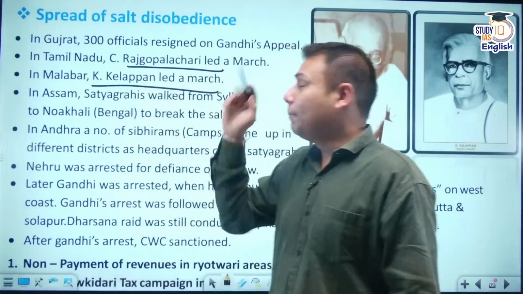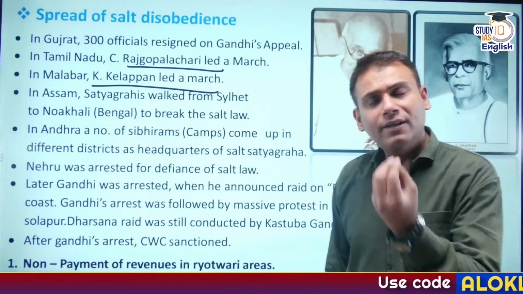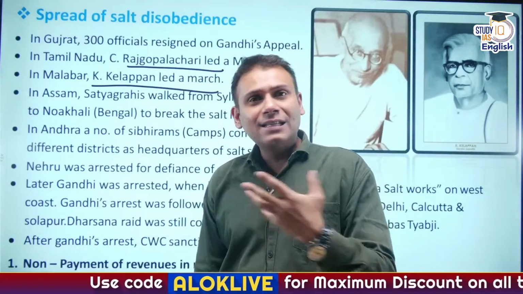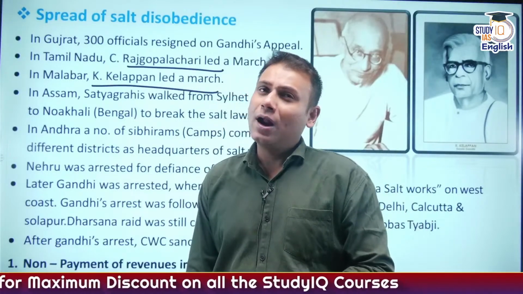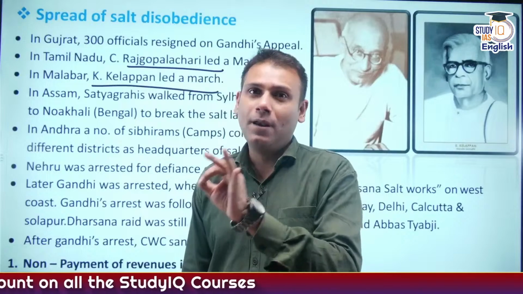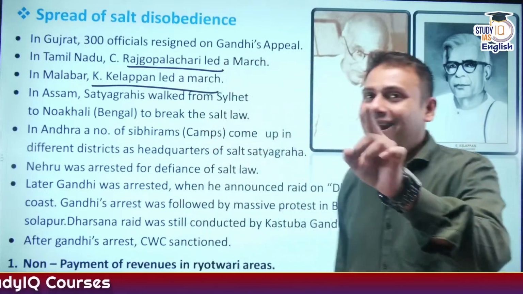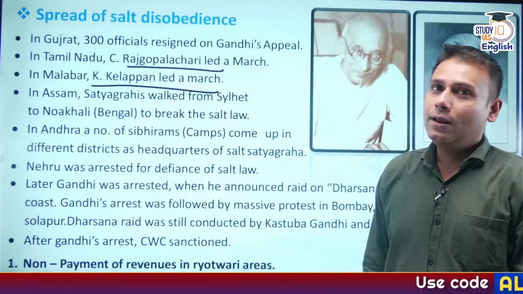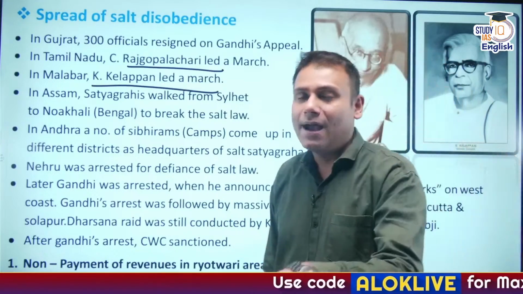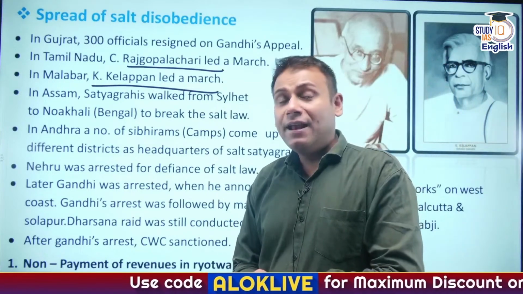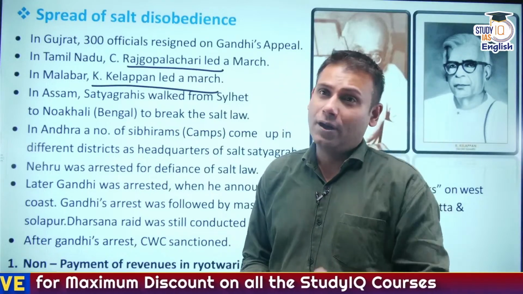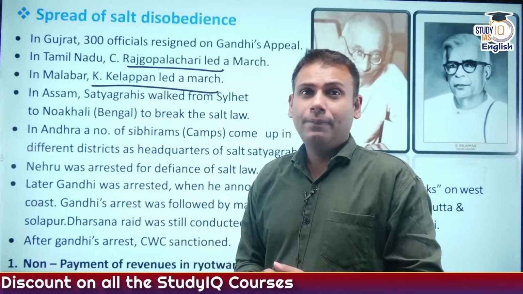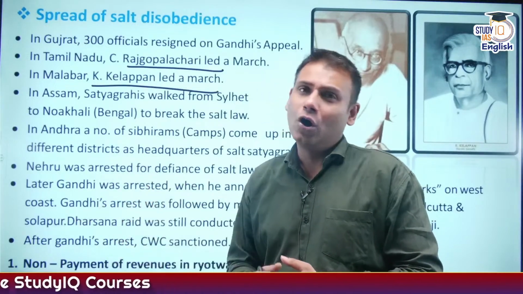Rajagopalachari and K. Kelappan played a very pivotal role in spreading the civil disobedience movement in the southern part of India. In Assam, people went for strikes. Mahatma Gandhi now decided to conduct a raid on Dharasana salt mill, and it is believed that he was arrested by the Britishers. When he was arrested, this led to riots in different parts of Maharashtra, Solapur particularly, Pune, Ahmednagar, and so on.